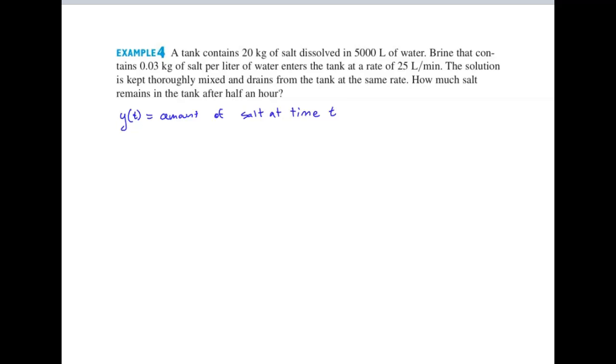And what I'm looking for, let's see, everything is given in minutes here. And we're asked how much remains in the tank after half an hour. So that would be y of 30. That's what I want to know. How much salt is there in the tank at 30 minutes, right? Okay. Well, what they give me is a bunch of rates. They give me a flow rate in and a flow rate out, right? So the overall amount of salt that's changing, that would be dy dt. That would be the change in salt, right? The overall change in salt will be the rate that it's coming in minus the rate that it's going out.